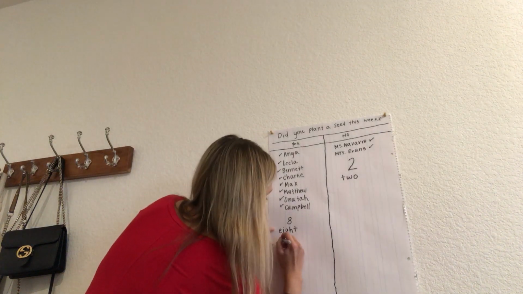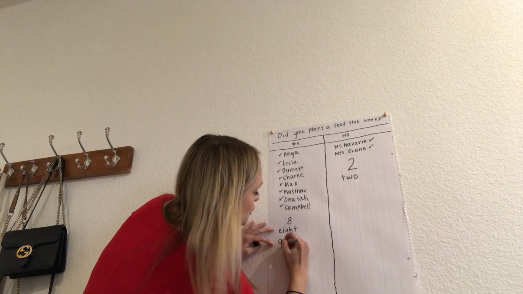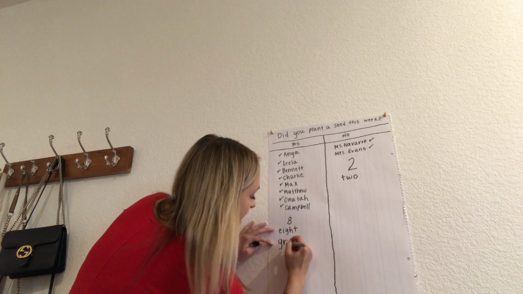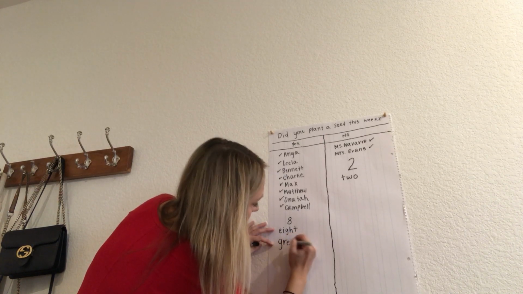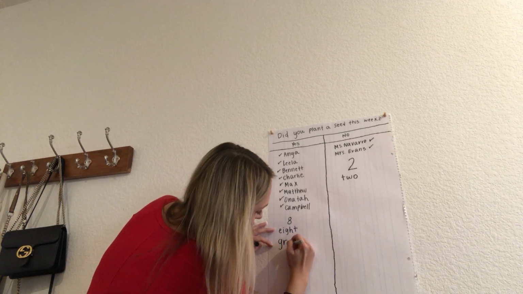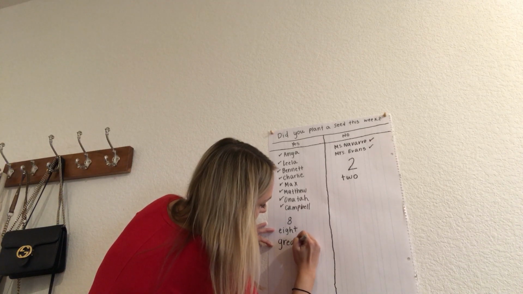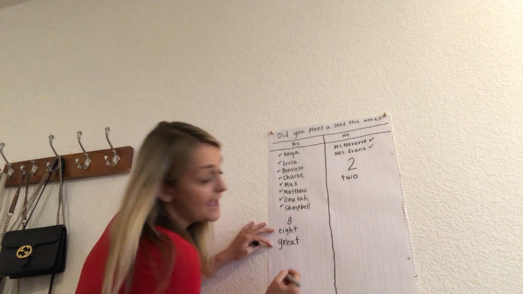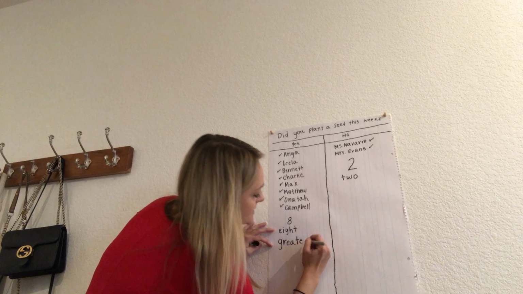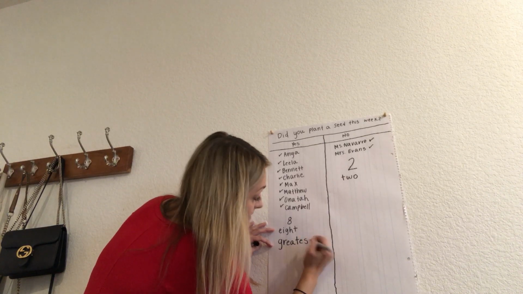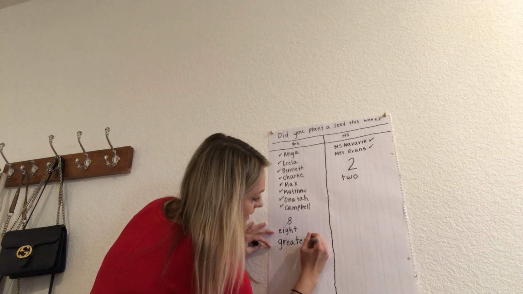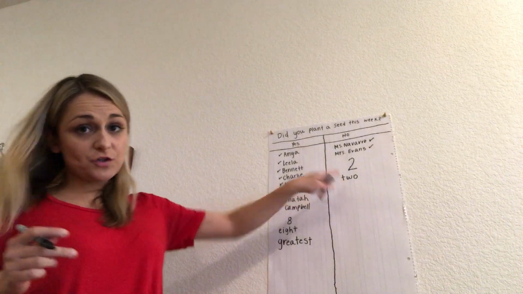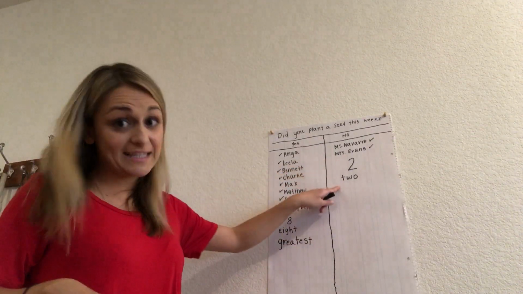G, G, G. G, R, E, A, T, S, T. Greatest. And then under the no column, we know that that is the least.